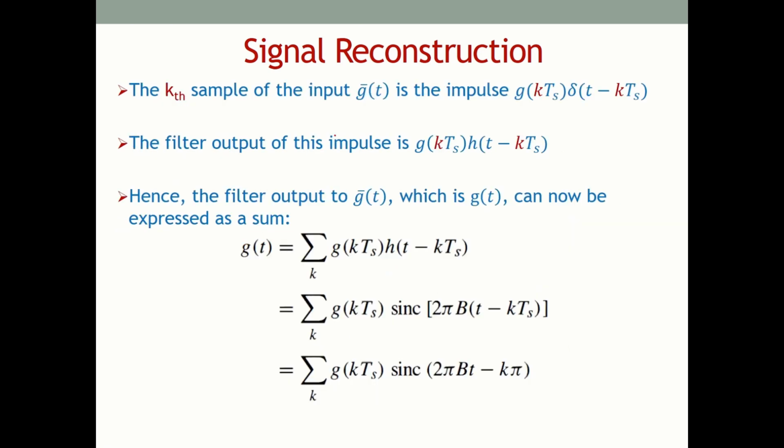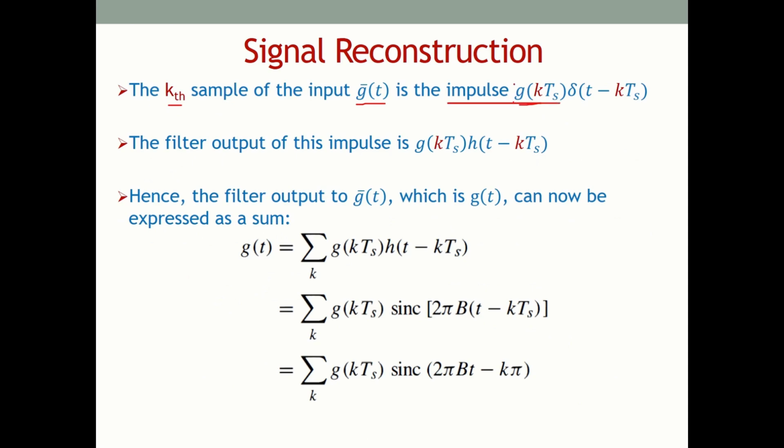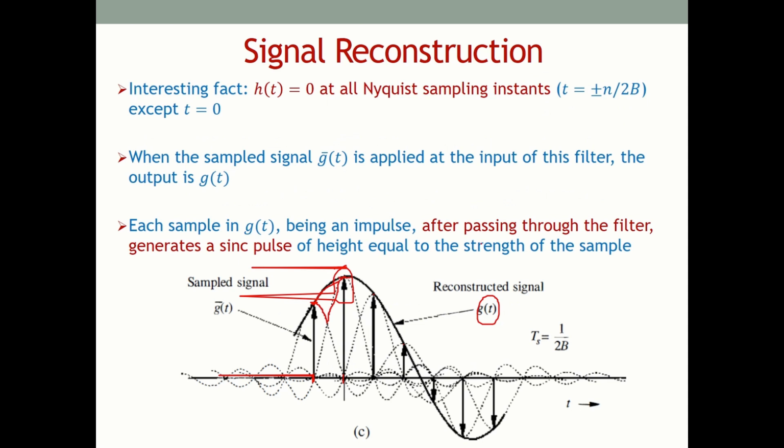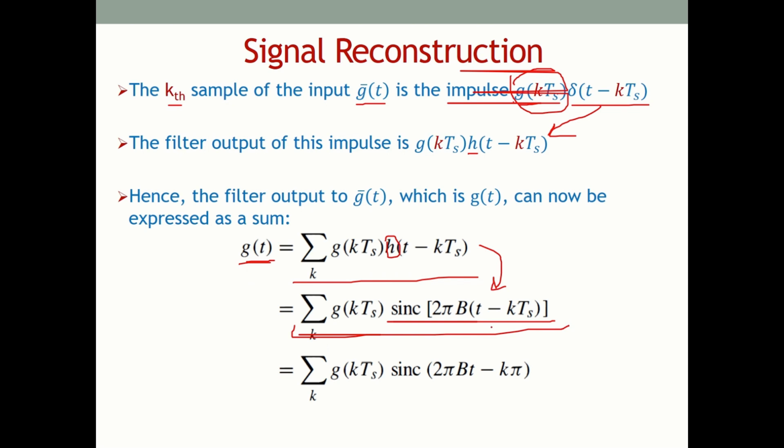So then let's give it some mathematical formulation. The kth sample, let's say, of this input g(t) is the impulse. So this is one of the impulses that we are considering. This is equal to g(kTs), the amplitude of g at this point, and then we have a delta, an impulse at this point, right? The filter output of this impulse will have an impulse response h(t), and this complete signal g(t), as we saw in this plot, is the sum of all the impulse responses. In this case, h is the impulse response, a sinc function, as we saw previously, because the filter is a rectangular filter in the frequency domain. So in the time domain we have a sinc function. All these impulse responses are added and we get our signal g(t). When we multiply this 2 pi b inside, we are left with the expression 2 pi bt minus k pi.